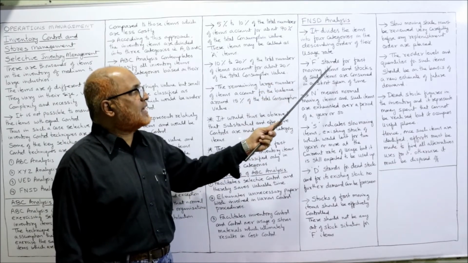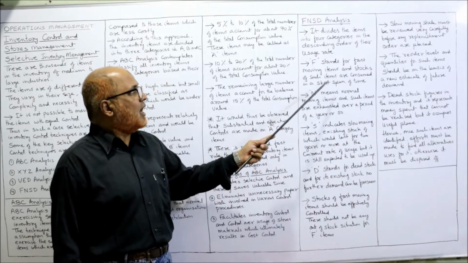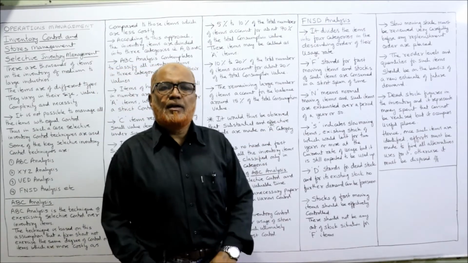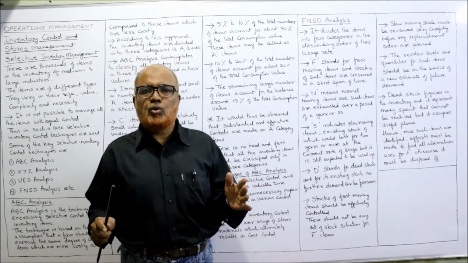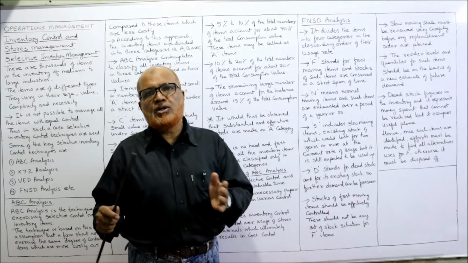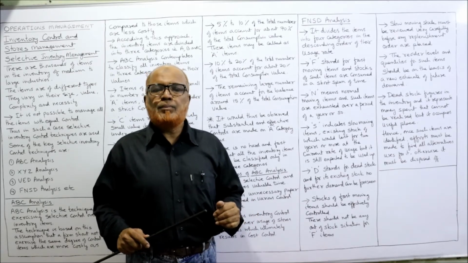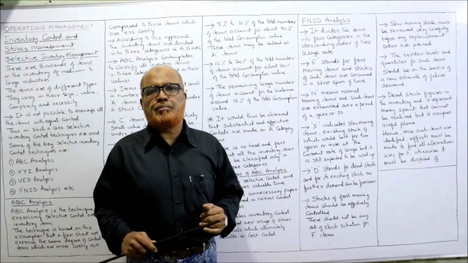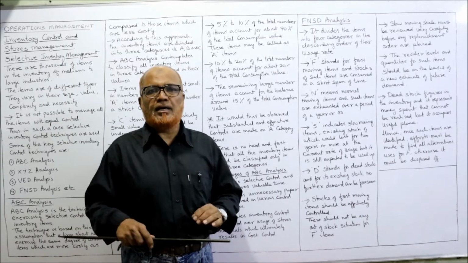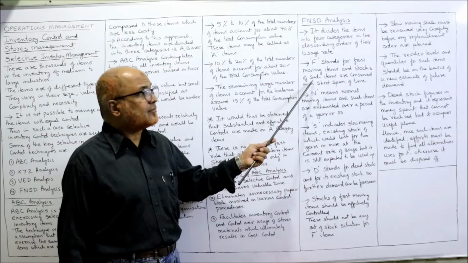FNSD. F stands for fast moving items, and stock of such items is consumed in a short span of time. That means fast moving items are those items which are very quickly converted into goods. That means they are quickly used in production. The rate of usage is very high for fast moving items.